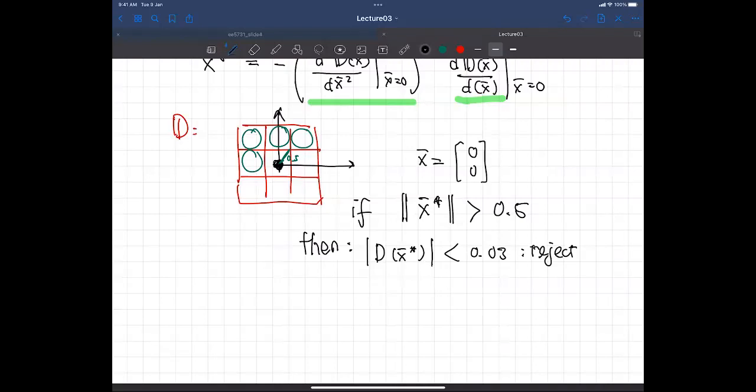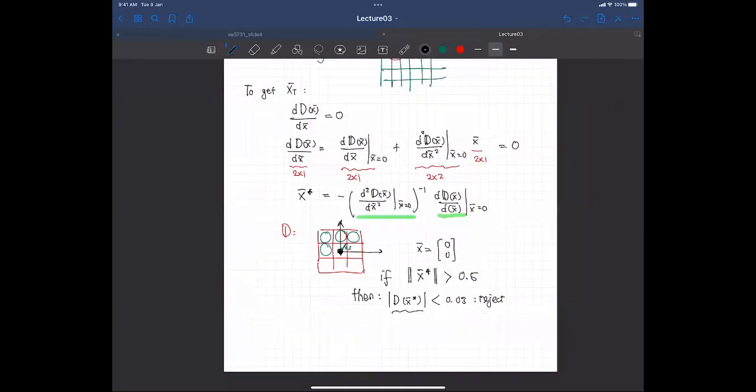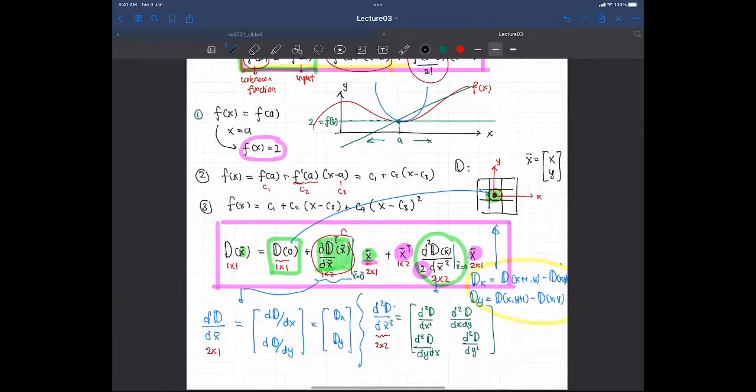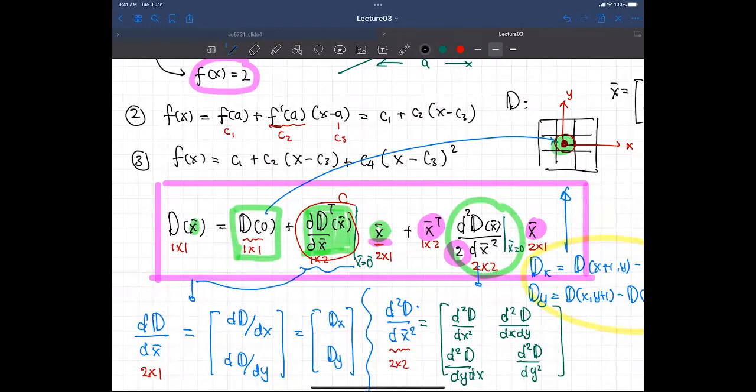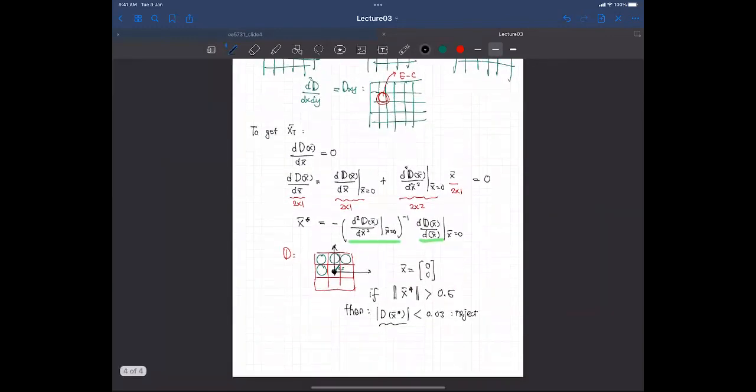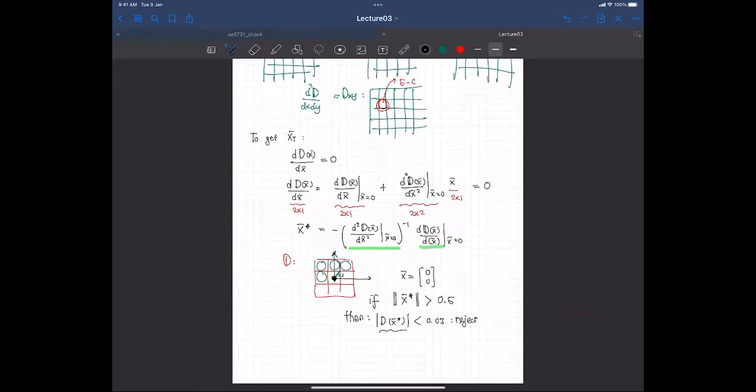The question is how we can get this value here. Obviously, you can just use this one, right? To get the value, you can get this one. Go back to this equation, and then you can get the value of D. Any questions?